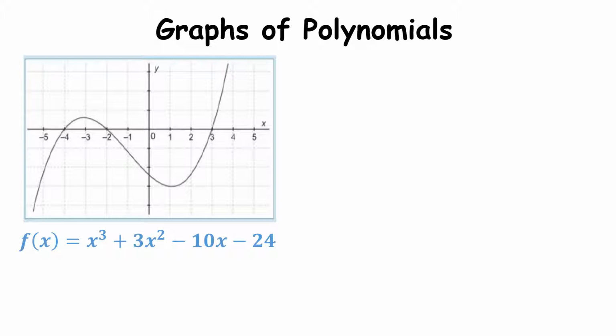So we're going to look at this polynomial here. I've given you a graph and I've given you what that polynomial function is. So that's f of x, the function, is equal to x cubed plus 3x squared minus 10x minus 24. Now, we can tell a lot of information from the graph and we can tell a lot of information about the polynomial itself. Some of that overlaps, some of it's unique to one or the other. So let's start taking a look.